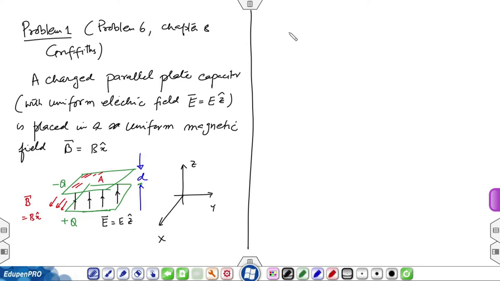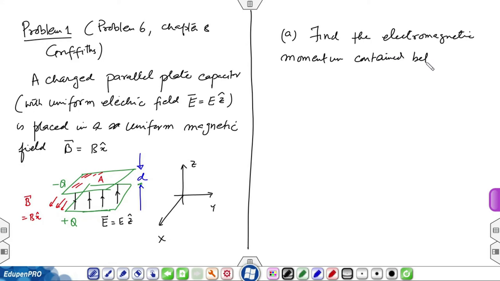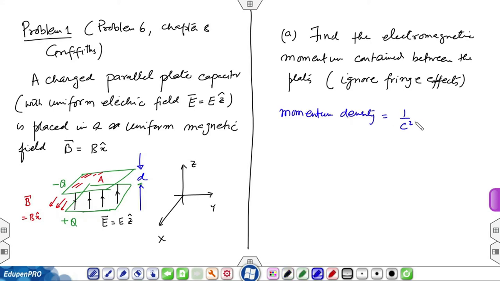So the first question we ask is A, find the electromagnetic momentum contained between the plates. We are going to ignore fringe effects for the electric field. And that's quite easy to do, because I know that momentum density is 1 over c squared S, or epsilon 0 E cross B, E B z cross x, which is epsilon 0 E B y.